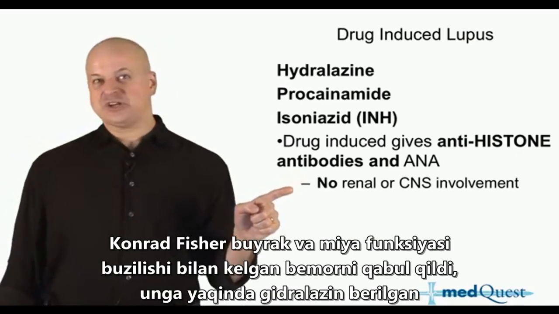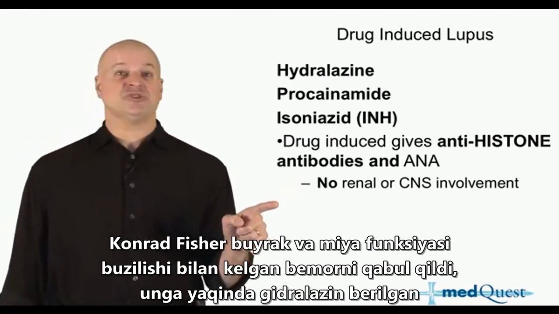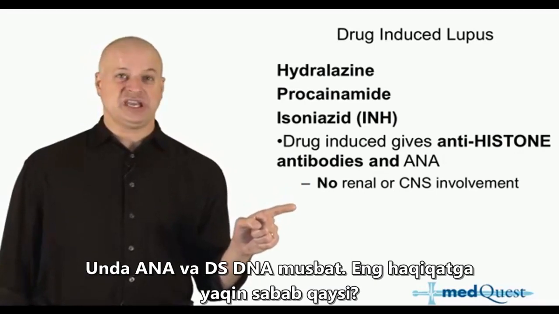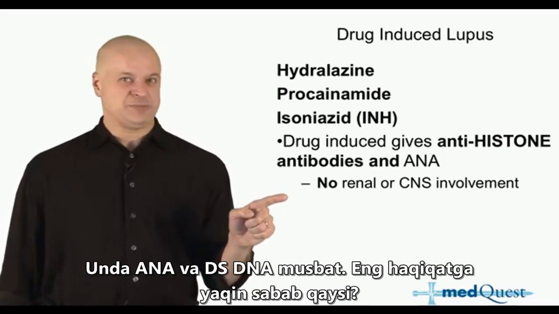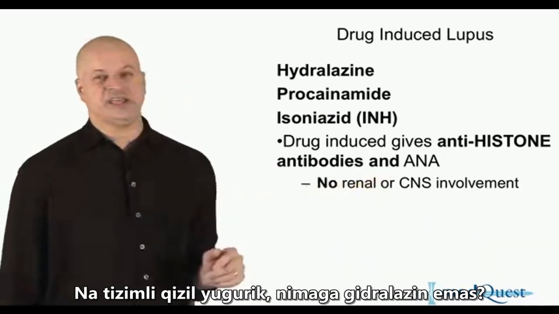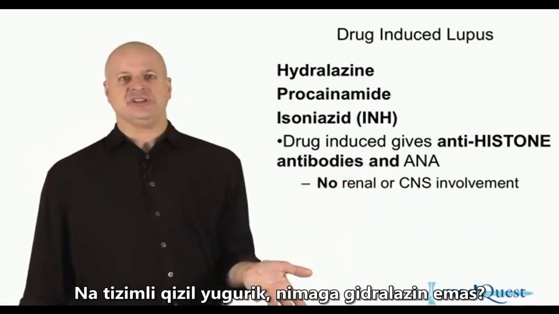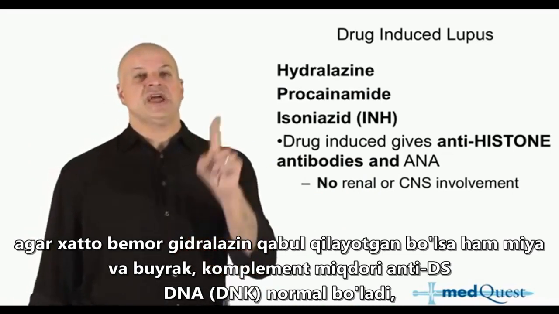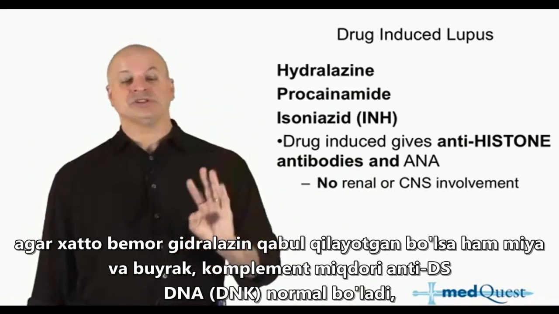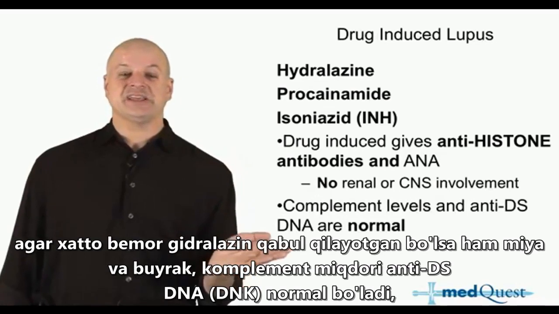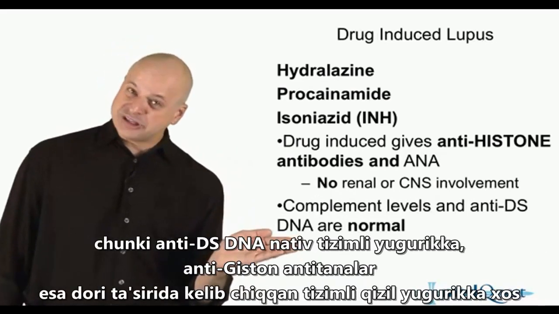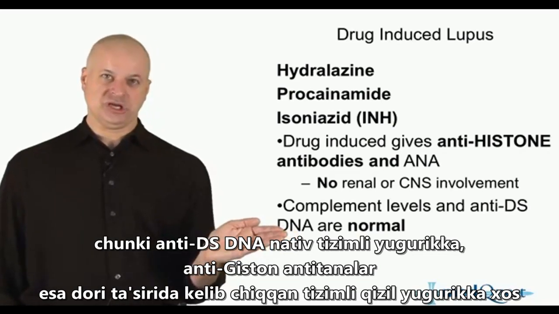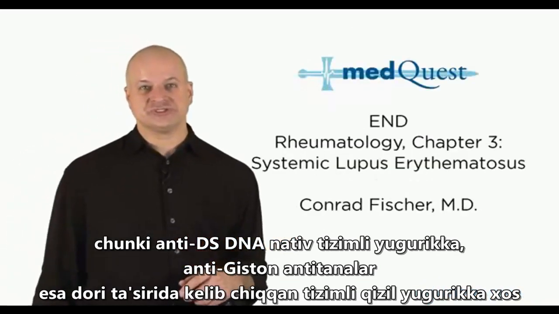Conrad Fisher has a patient admitted with kidney and brain dysfunction. She has recently been put on hydralazine. She's got an ANA and a double-stranded DNA that's positive. What's the most likely cause? Native SLE. Why not hydralazine? Because even though the person was on hydralazine, they had brain and kidney and double-stranded DNA, and it's highly unlikely to have that too. Double-stranded DNA is with native lupus. Histones is with drug-induced lupus.